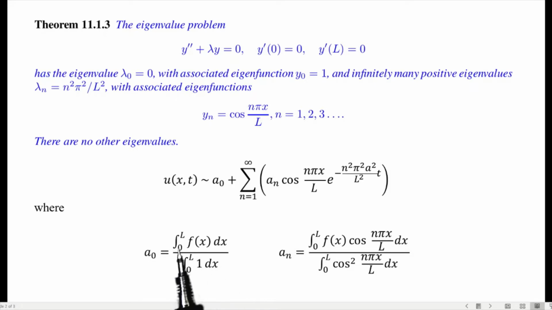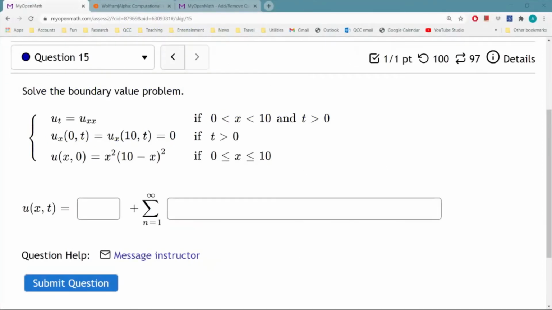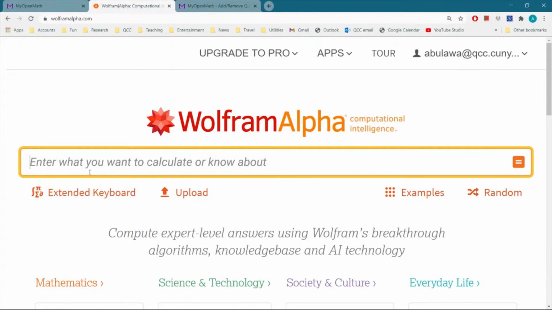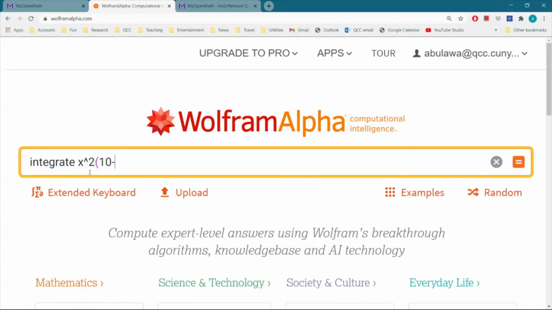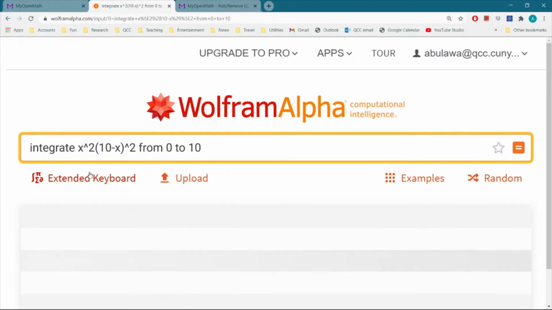Now we have to integrate our function from 0 to 10. This is something we could do by hand because it's a polynomial. Let's just go ahead and use Wolfram Alpha, a computation engine, to do this a little more quickly. So I'm going to go here, and I'm going to integrate our function x squared times (10 minus x) squared from 0 to 10. All right, let's see what we get.